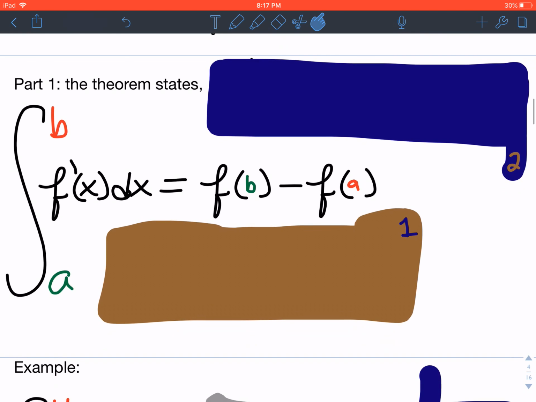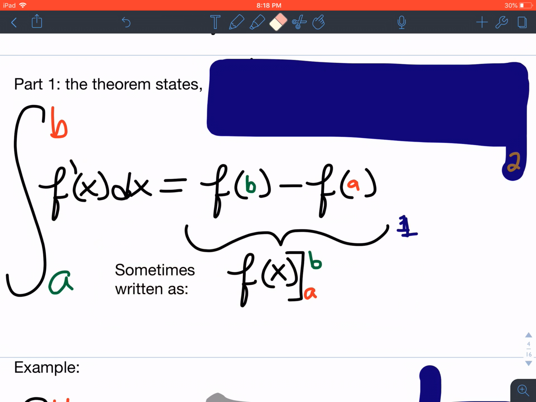So anyway, the first part of the theorem states that the definite integral from a to b of some function equals that function's antiderivative at b minus the function's antiderivative at a. So here we have f prime of x and f of x, which is the derivative and the antiderivative. And we have a and b, which is not color-coded, apparently. So this is pretty simple.